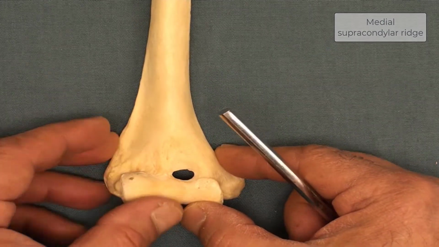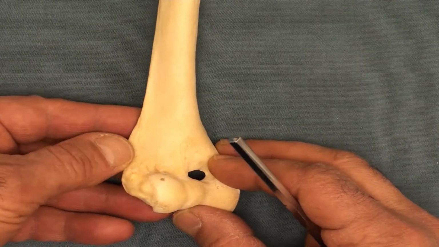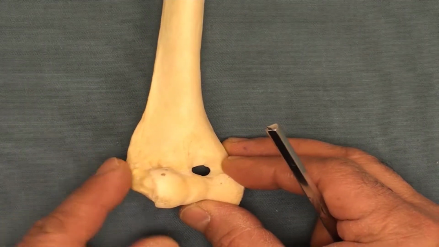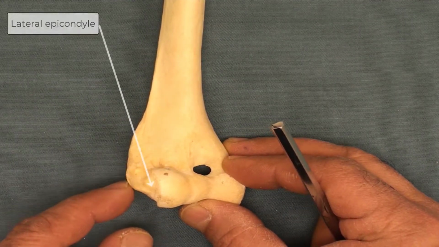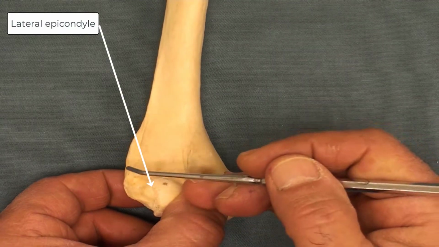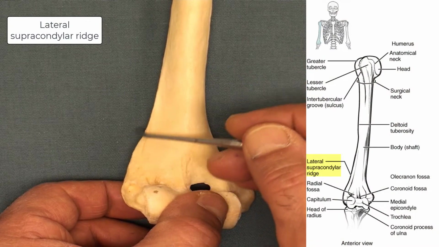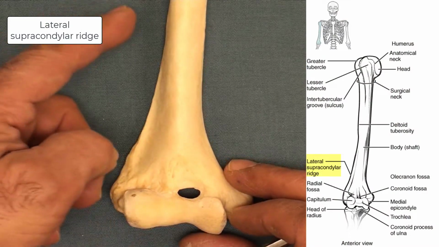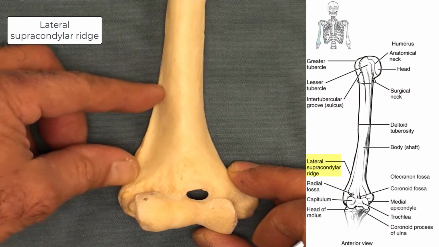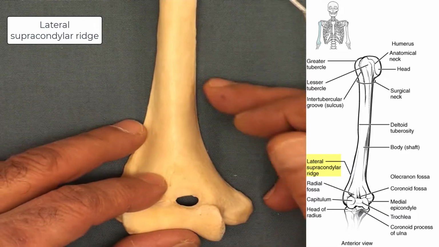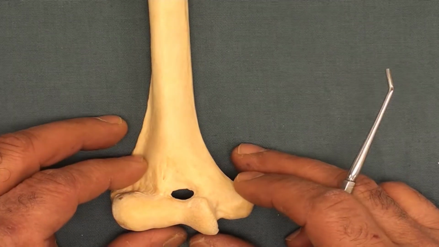Okay. Now going on the lateral side, we have the lateral epicondyle, and superior to the lateral epicondyle, the lateral supracondylar ridge. This lateral supracondylar ridge actually gives attachment to some muscles, whereas the medial one doesn't have any muscle attachment.